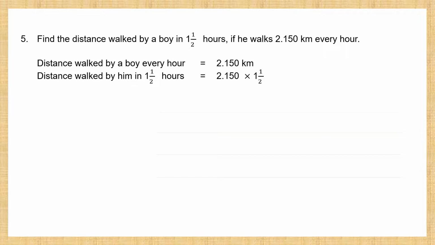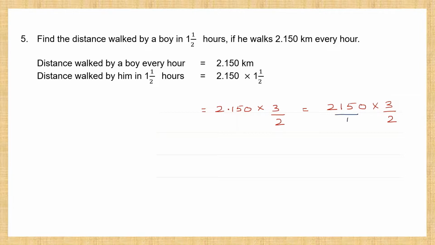Okay, so every hour we know. So if we have to find for many, we have to multiply. So when I multiply, I'm going to write 1.5, and I'm going to convert that into a mixed number. 2 ones are 2 plus 1, 3 by 2. Okay, so let's ignore the point and multiply 2150 into 3 by 2.